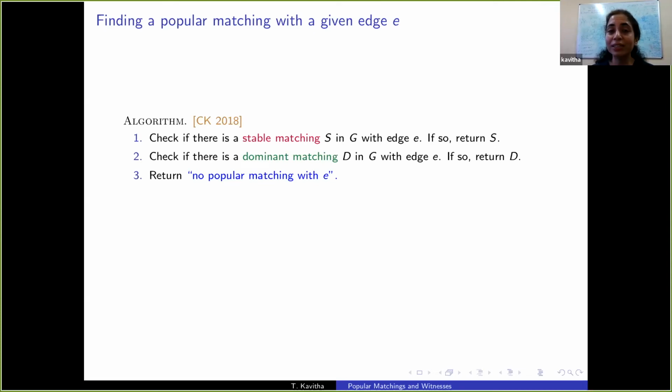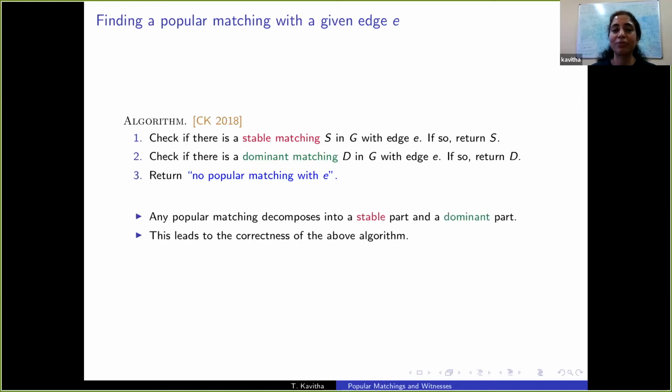If we can find neither a stable matching with E nor a dominant matching with E, we claim there is no popular matching with E. And in fact, we show a decomposition theorem for popular matching, and that leads to the correctness of the algorithm. I won't prove the correctness, but I think it's a nice algorithm. Just 3 steps. Check if there is a stable matching, check if there's a dominant matching. Otherwise, there's no popular matching.